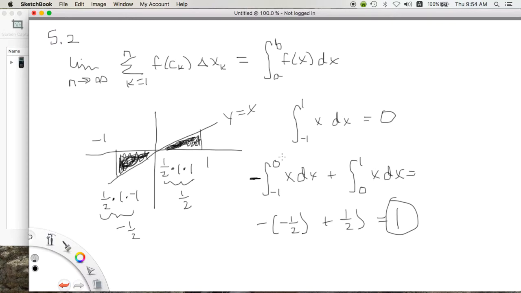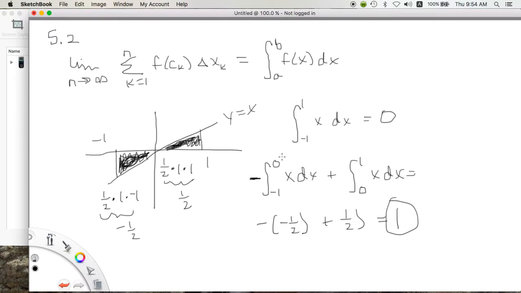Let me see if I can remember how your book words it exactly. I think they just call it net area. So anyway, the net area. And area is usually positive, so you take care of that anyway. But that tells you that you have to pay attention to that.